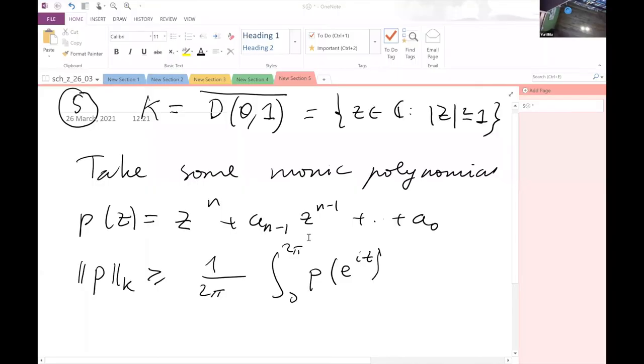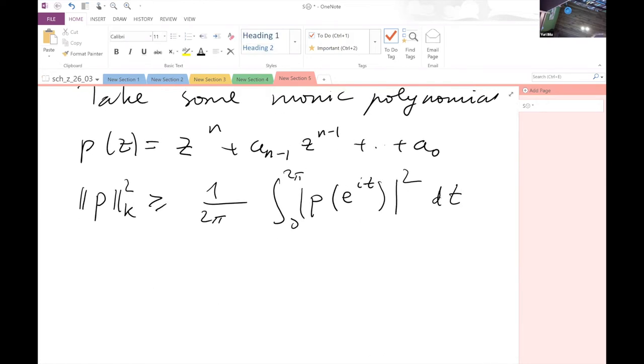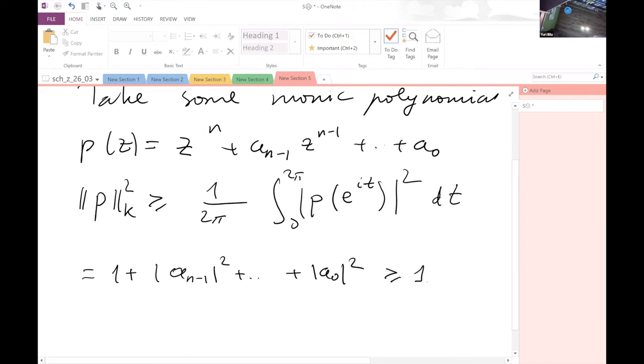Okay. So the integral of the squared modulus, and here of course it is also squared, dt. So it's bounded from below by this integral. And this integral, by Parseval, we can easily calculate. It is just 1 plus a n minus 1 squared plus etc. plus a 0 squared. And this is at least 1. So we obtain that whatever the polynomial is, its norm is at least 1 for any monic polynomial.